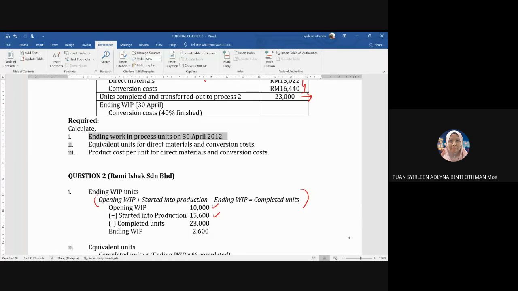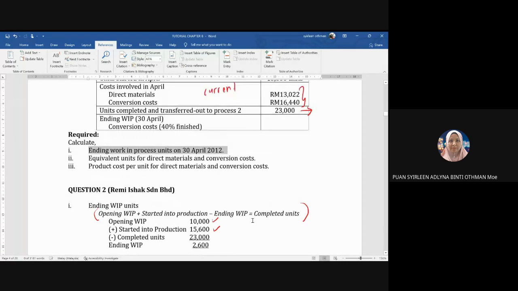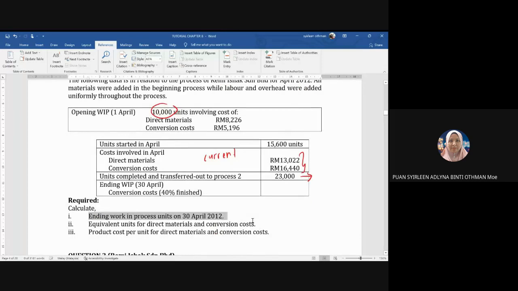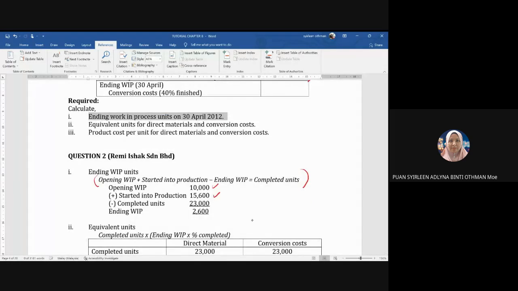23,000. Alright, so you are supposed to find yang ending WIP ni kan 2,600. This is your ending WIP 2,600. So this is supposed to be 2,600 here lah. Okay, so yang ni saya guna formula saja. Saya tak buat apa-apa table.